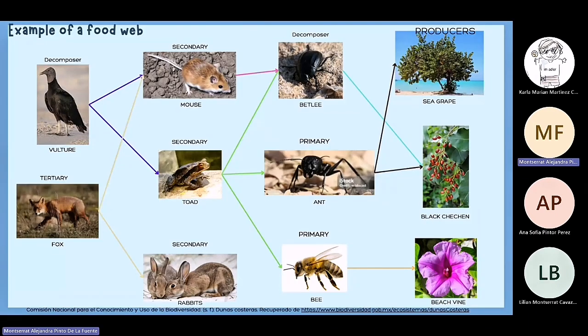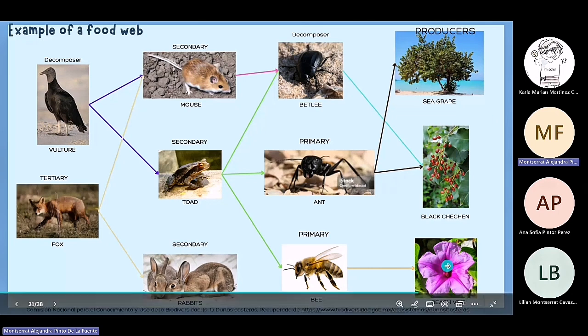Now we have the example of a food web. This image shows a relationship between different organisms on the coastal dunes. We have the trophic levels. First, we have the producers that are the organisms that make their own food, and usually it's through photosynthesis, like we can see here in the image. We have only plants or flora in the ecosystem. We have the sea grape, black chicken, and the beach bean.